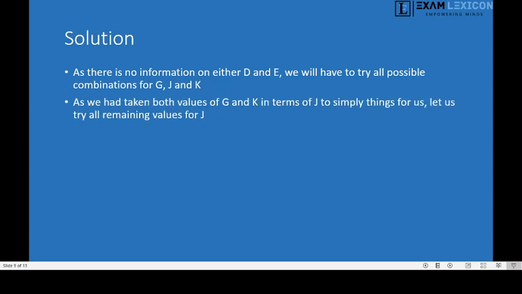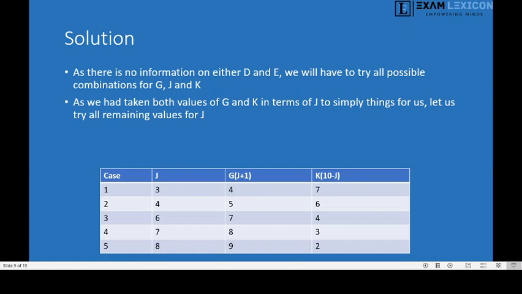So as we had taken both values of G and K in terms of J to simplify things for us, let us try all the remaining values for J which have not already been allotted to different letters. So I've made the table for you guys. As we can see, there are 5 different cases. 0, 1 and 2 we can't take because 0 is for F, 1 is for A, 2 is for C. Starting from 3, this gives G is equal to 4, K is equal to 7.